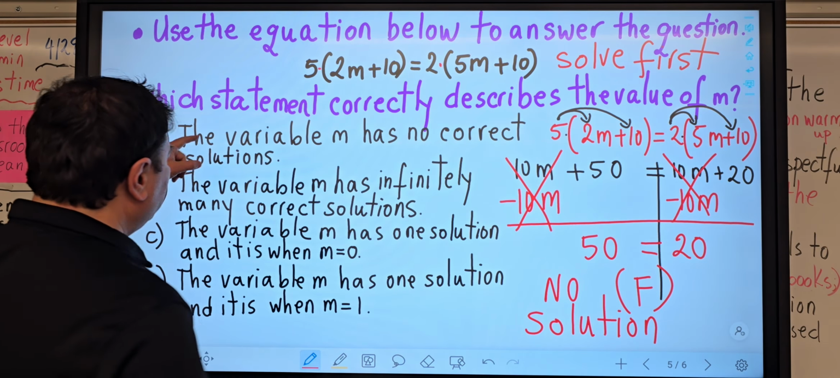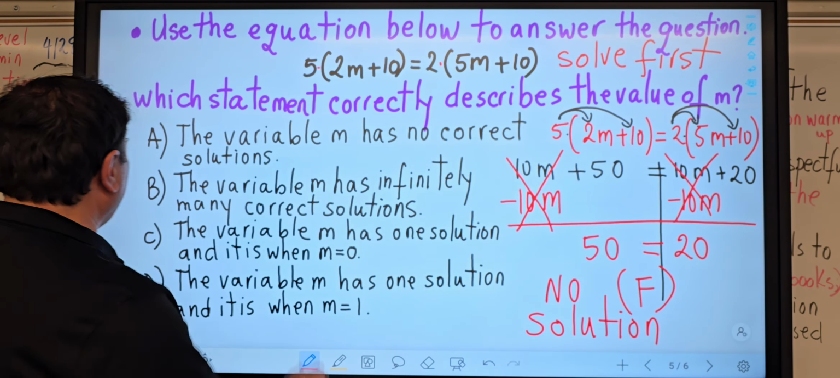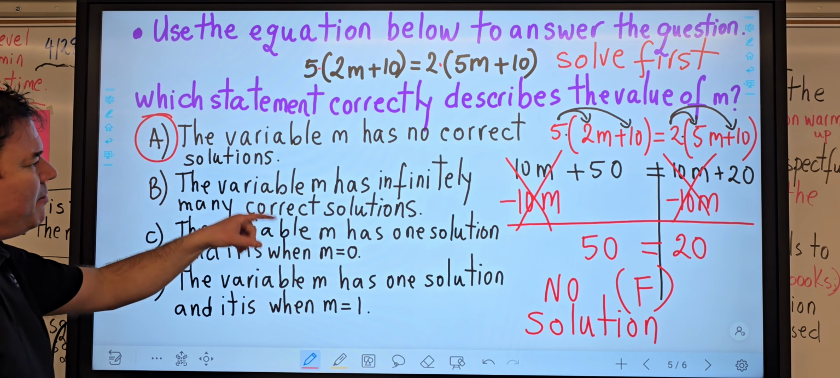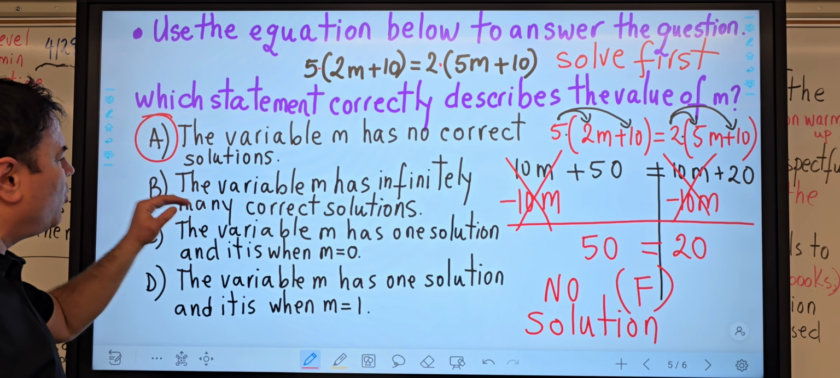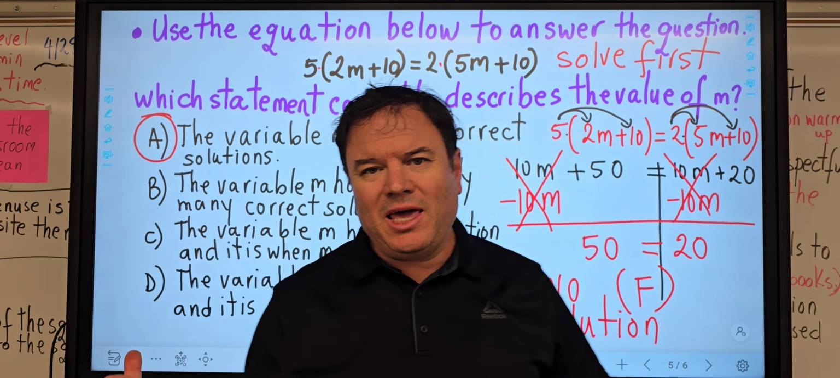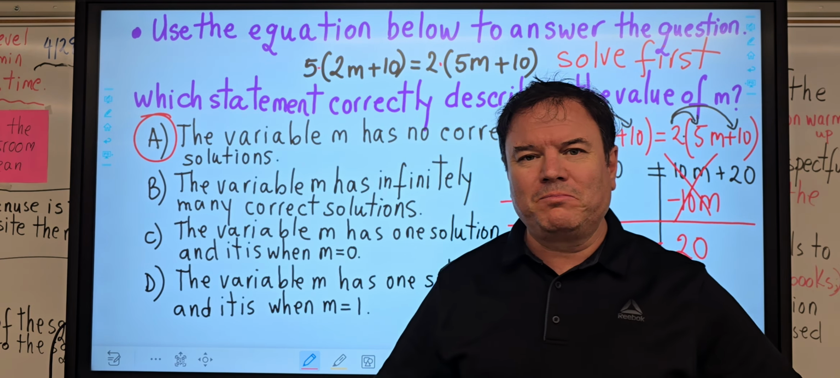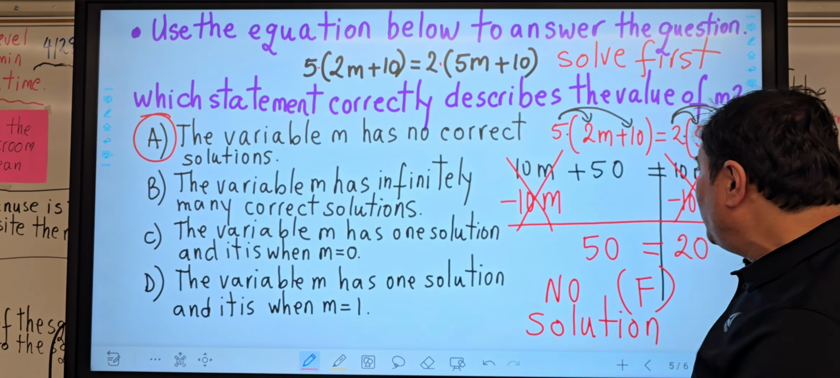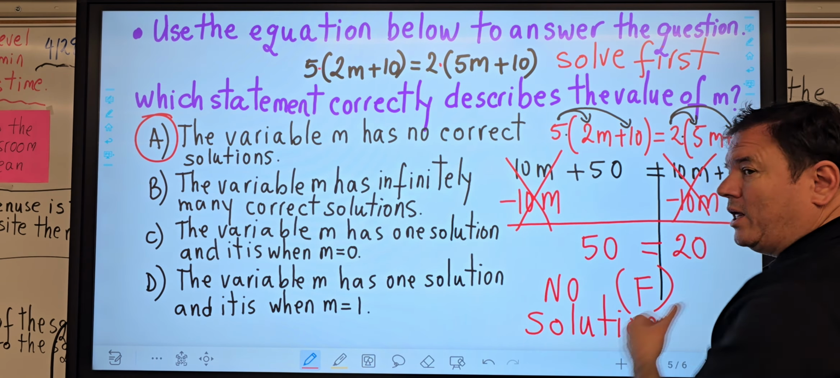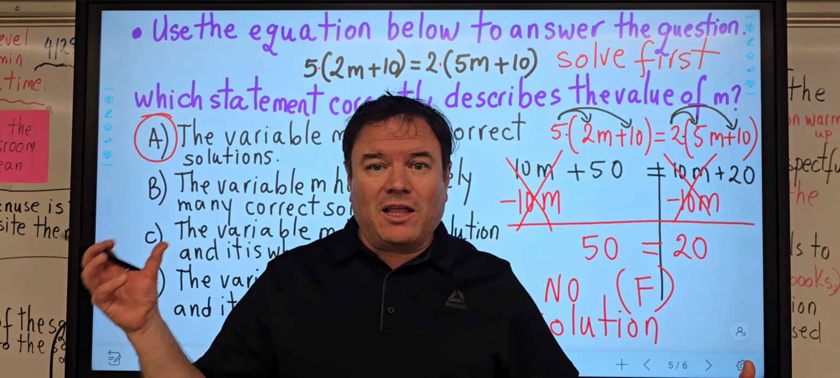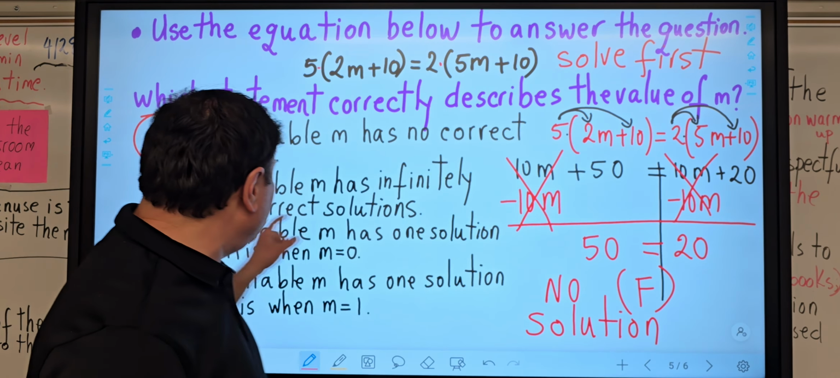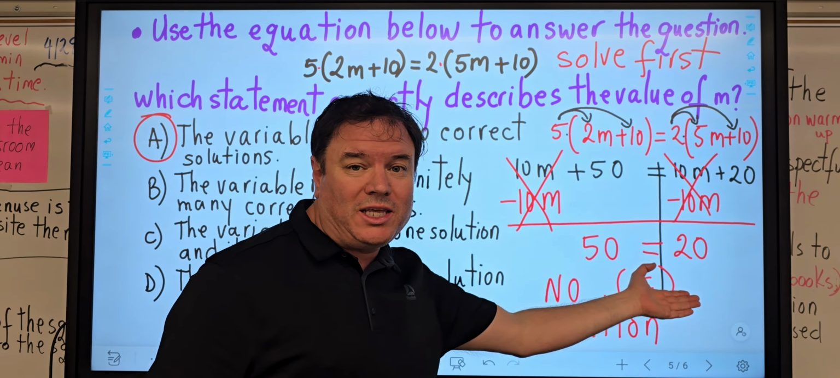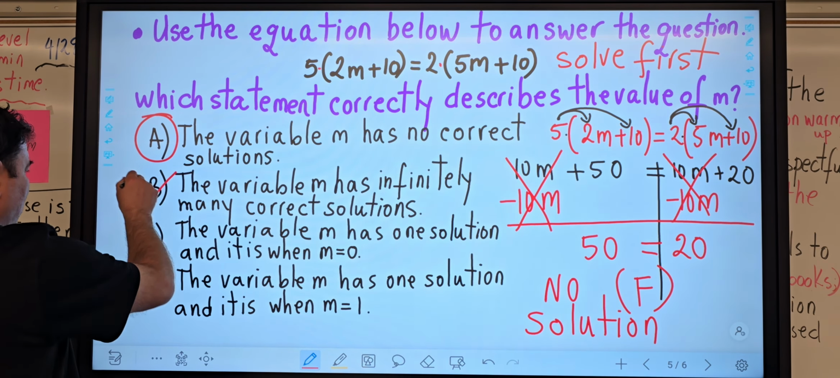Okay, so it's A, the variable m has no correct solution, and so far this is good. Let's continue. B, the variable m has infinitely many correct solutions. What does it mean, B? Infinitely many correct solutions. It means that if, after we got rid of the variable, we got 50 instead of 20, if we had 50 equals 50, then yes, B would have been the correct answer. But we got 50 equals 20, so B cannot be the answer.